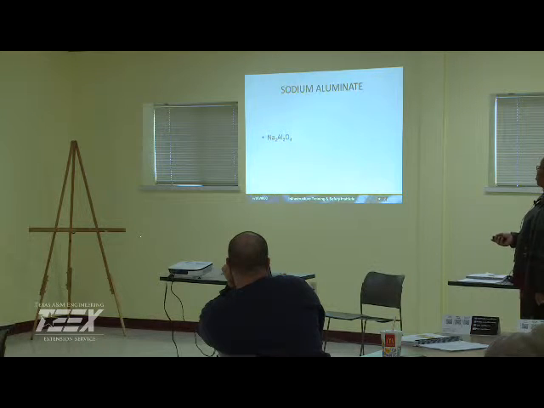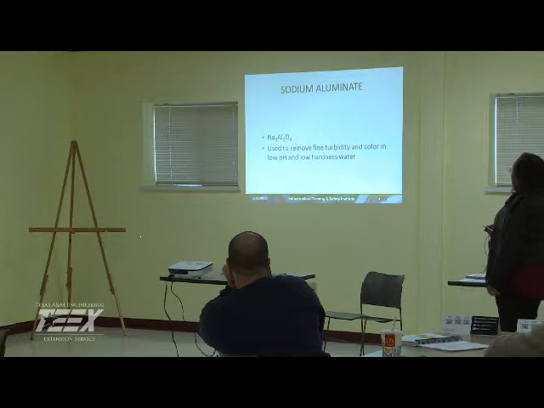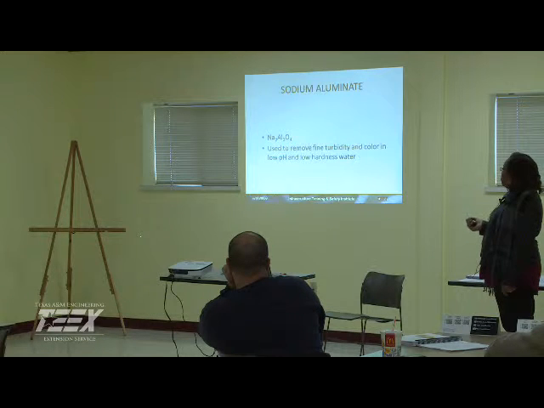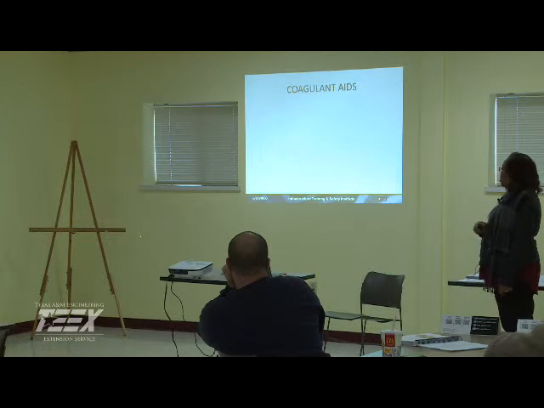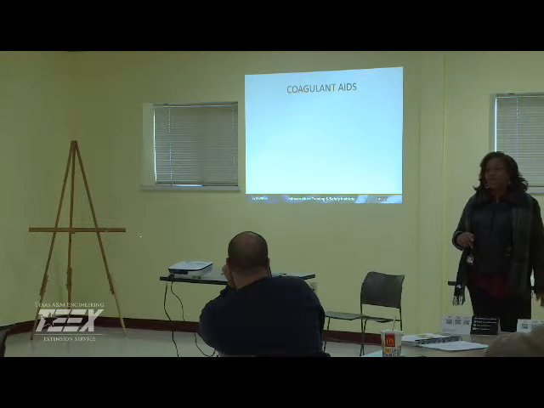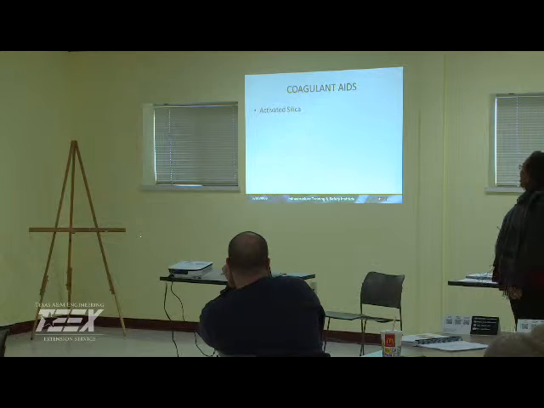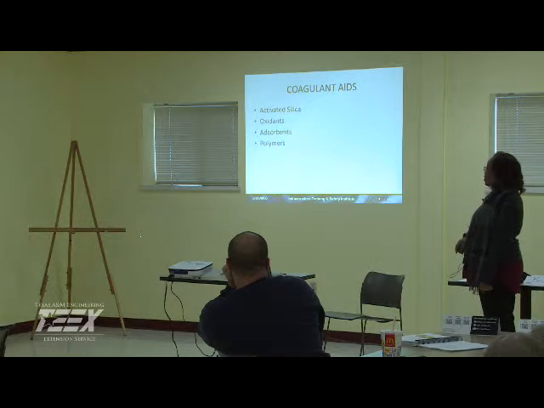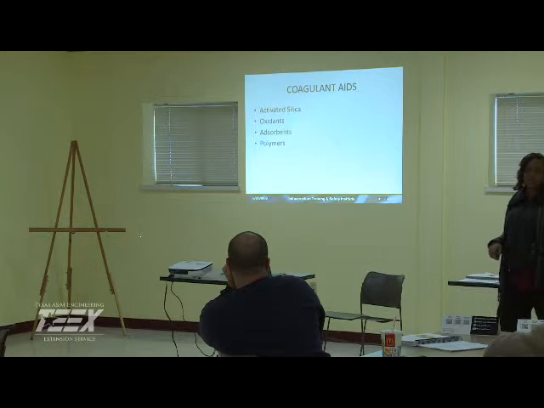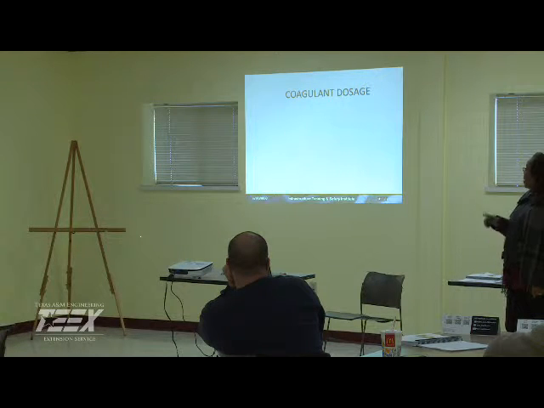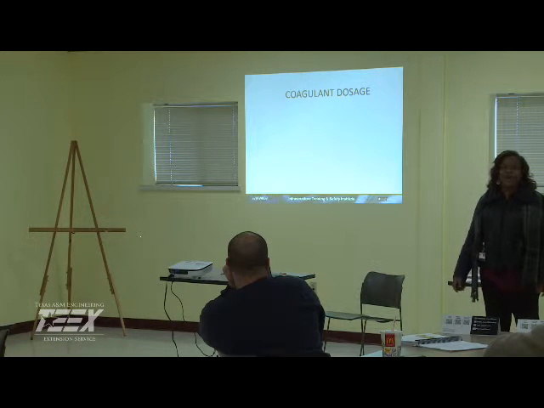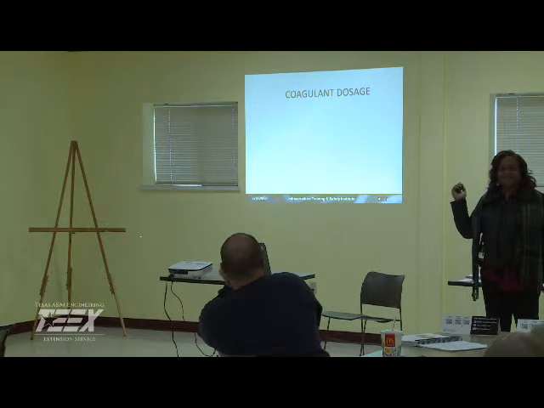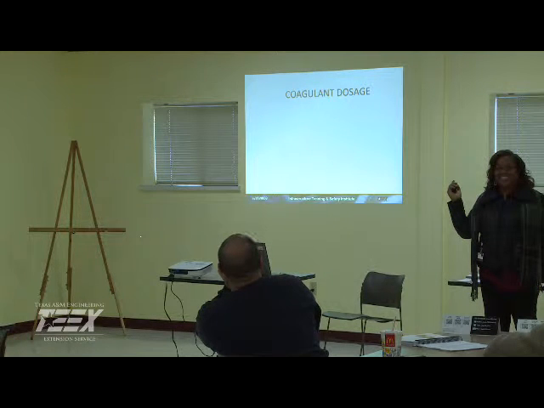We have sodium aluminate. This can be used to remove fine turbidity and color in low pH, low hardness water. And then after you finish looking at all the coagulants that are there, you have your aids, coagulant aids: activated silica, oxidants, absorbents, as well as polymers to enhance the process. Now, how much do we use? We determine that by what? The bucket test.